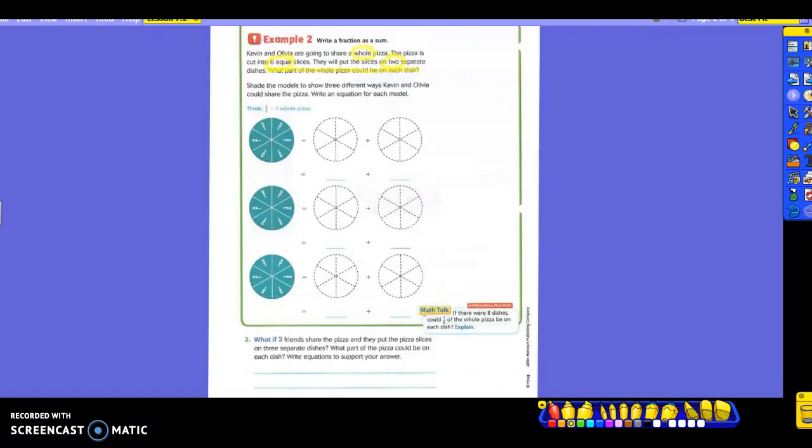Going straight down. Okay, but tell me how many pieces the first person's going to get, and tell me how many pieces the second one gets. They're already divided up for you. So how many do you want to give to the first person? 3 sixths. So 3 pieces. Okay, so we're going to shade 3 pieces then here.